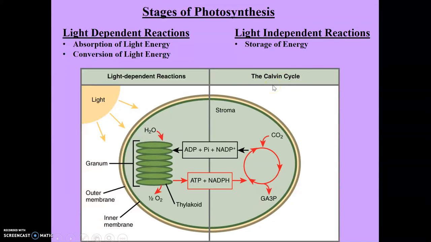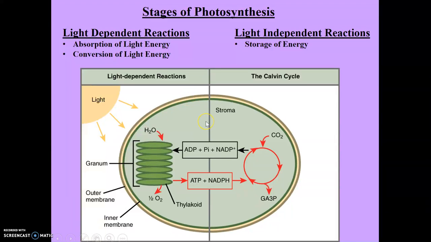It was discovered by a gentleman by the name of Melvin Calvin, and so when you discover something important, they tend to name it after you. So we call this the Calvin cycle here. I personally like to break the light-dependent reactions into two other parts: absorption of light energy and then conversion of light energy. It helps me make sense of it all and just organize it in my brain.